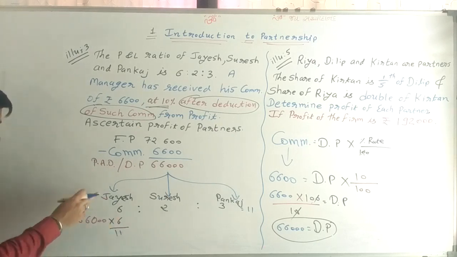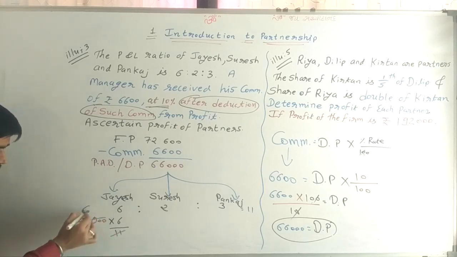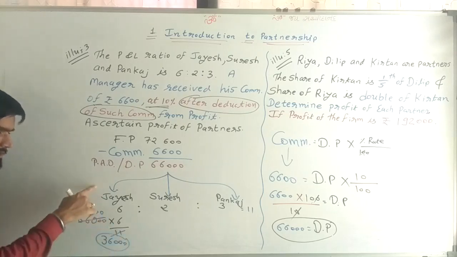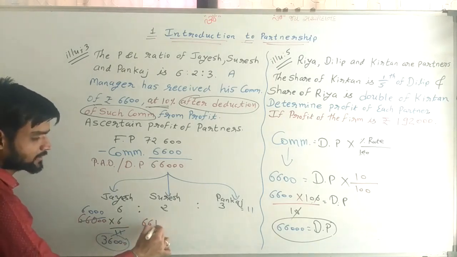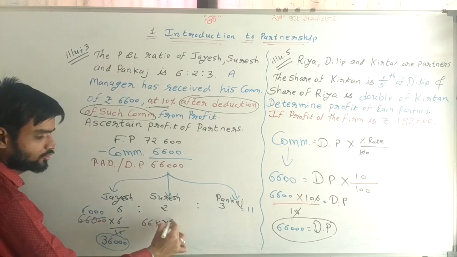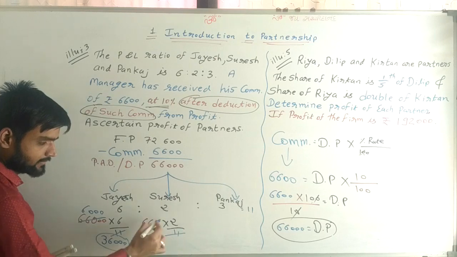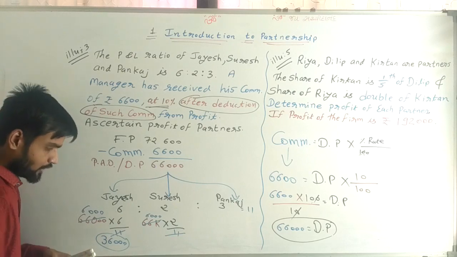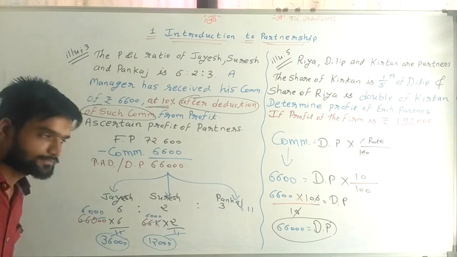Now solve this equation. Find the value for Jayesh. So 11, 6 done. 6,000. 6,000 into 6. 36,000 rupees is the profit of Jayesh. Same way we can solve here. 66,000 into 2 divided by the total of these 3. 11. Again 11, 6. 6,000 into 2, 12,000. 12,000 is the profit of Suresh.